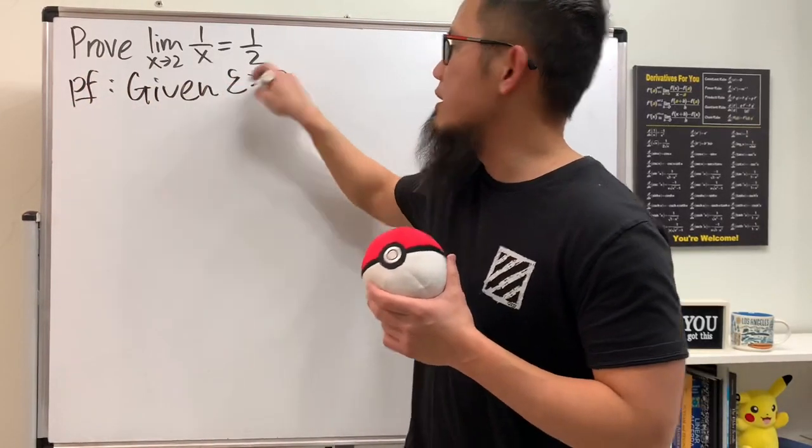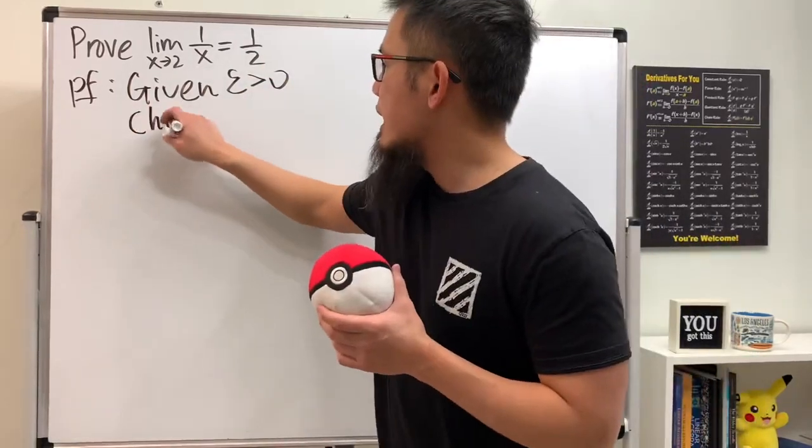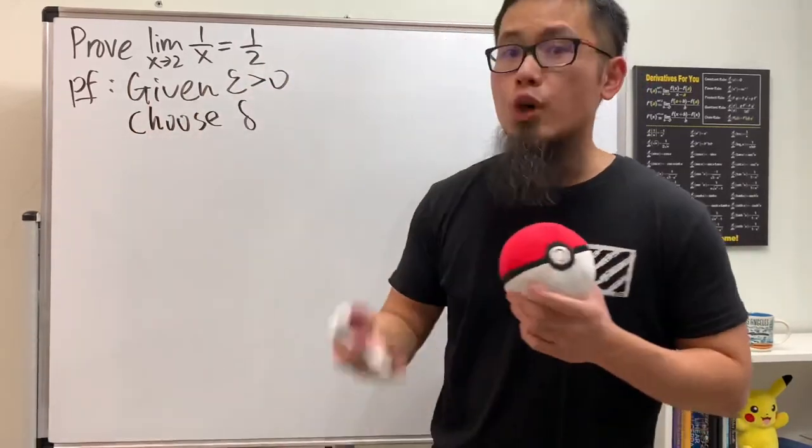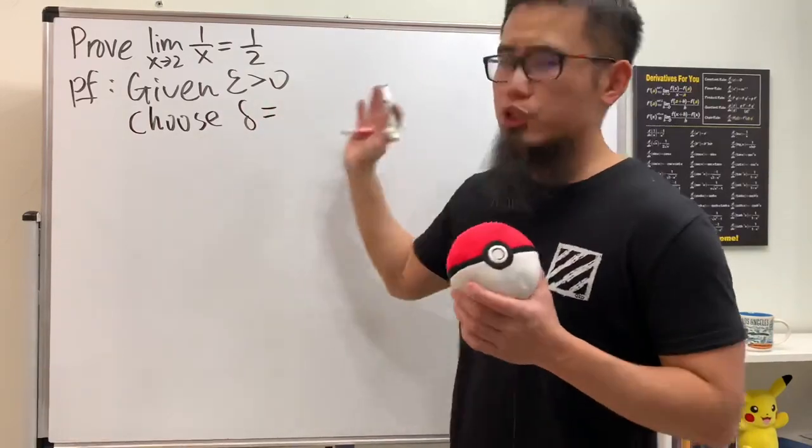Yes, epsilon greater than 0. Next, we're going to say choose. But here, we don't have Pikachu. We're not going to say I choose you. We're going to say choose delta, but we don't know what delta is yet. Just leave it for now.